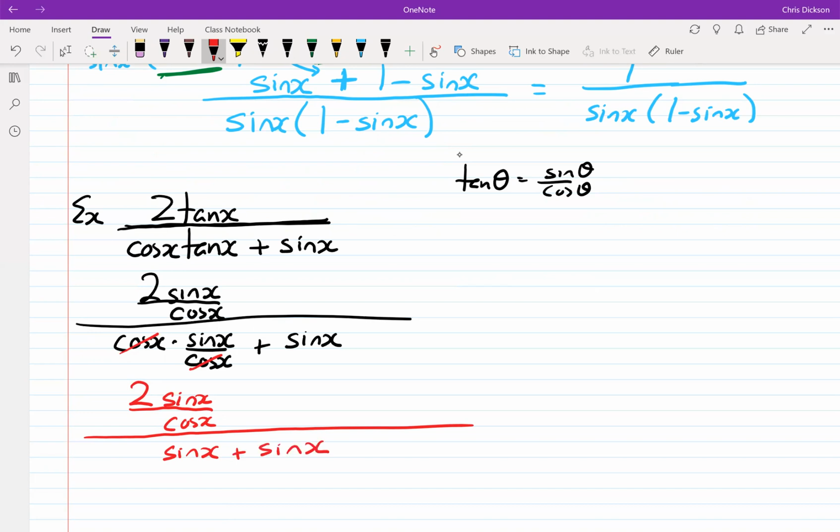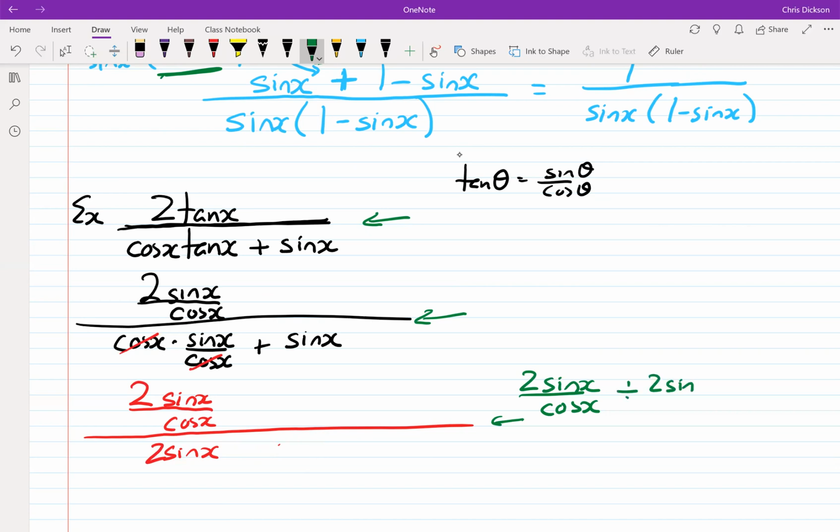But really, what is sine x plus sine x? It's like I got 1 apple, I got another apple, I got 2 apples. So sine x plus sine x is 2 sine x. And then we have to remember what we're dividing here. Remember that this bar right here is your division bar. So you're saying divide by that, divide by that. So when I say 2 sine x over cos x, I'm dividing it by 2 sine x.